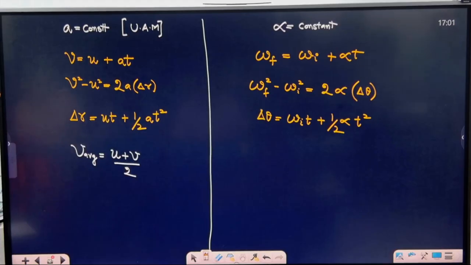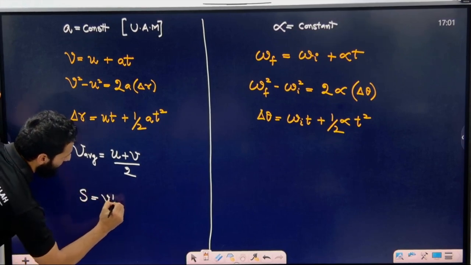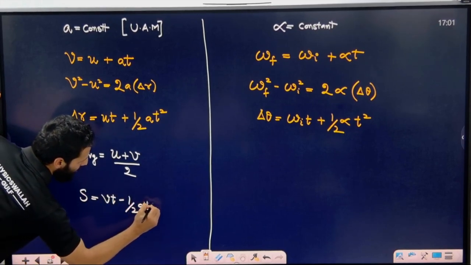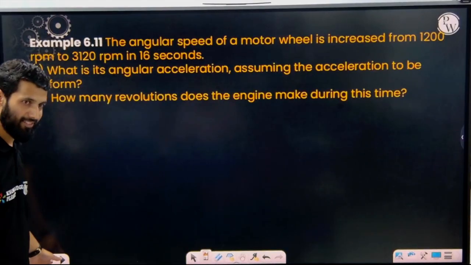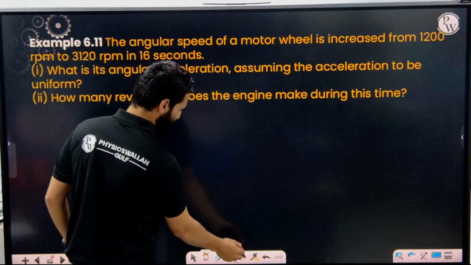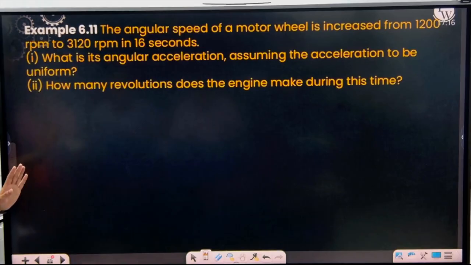Similarly, we can write one more equation which I told you. If you remember, well and good. If you don't remember, don't worry. Same equation: S is equal to Vt minus half at square. You know why this is very beneficial? I will tell you why. That's the answer. Very easy. Now you know everything.